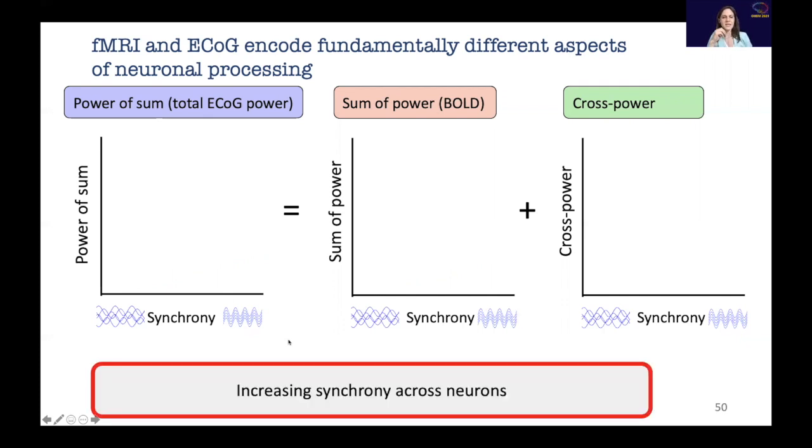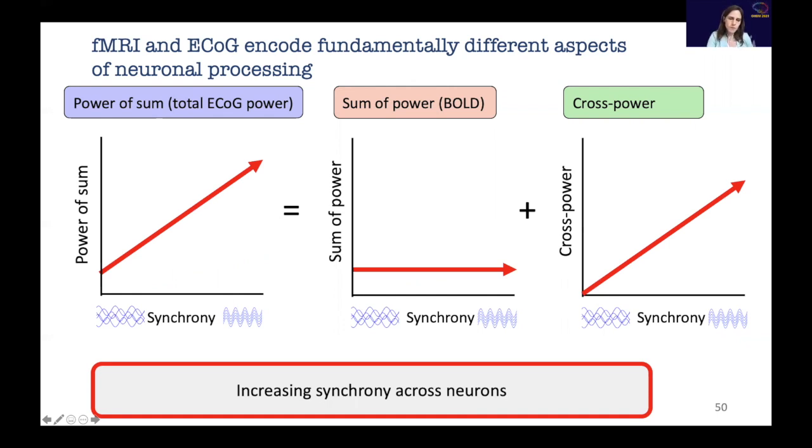And let's increase the synchrony across neurons and see what happens to our simulated ECOG power and our simulated BOLD. And what you see here is that with increasing synchrony, the power of the sum to simulate ECOG power increases, whereas BOLD is not sensitive to that. And that is because the cross power increases, and that influences this signal in particular.